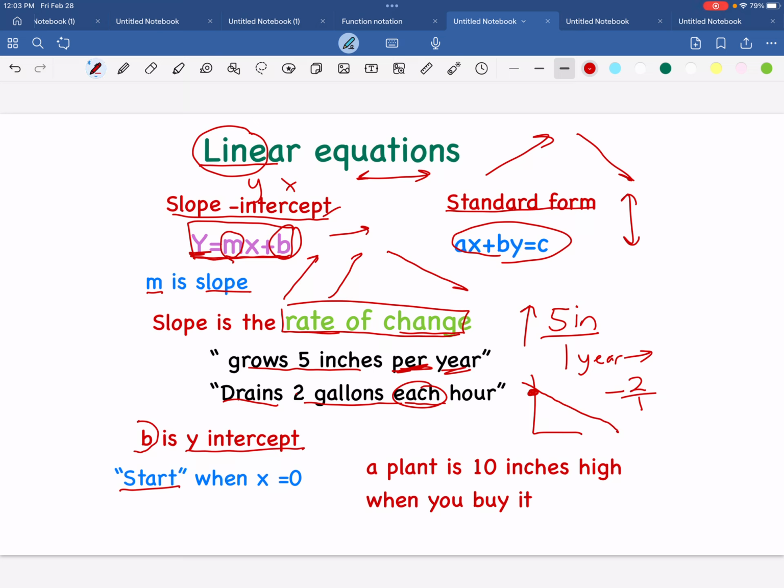But when I was talking about something draining, say a tank started at 20 gallons at 0 time, and then it starts draining. When the x-axis is 0, the starting amount in my example here was 20. So that would be the b. That would be the y-intercept. You might see something like a plant is 10 inches high when you buy it. So at time 0, when you just get it, it's already 10 inches. Well, that 10 right there is b. That is your y-intercept.